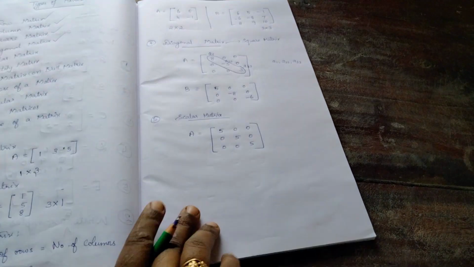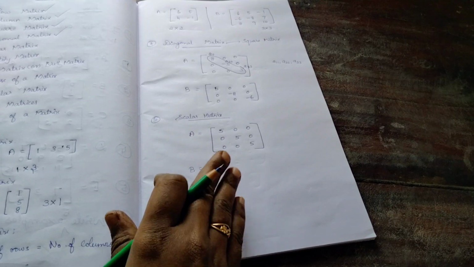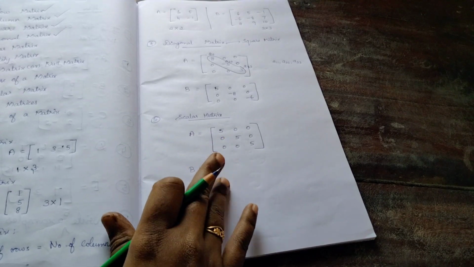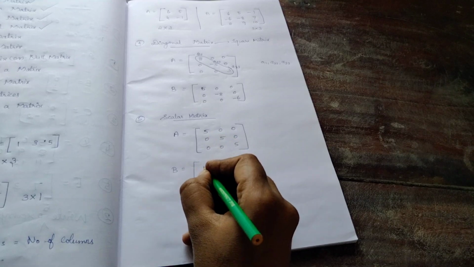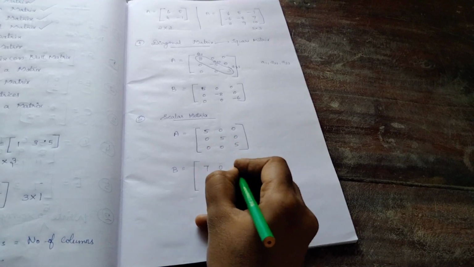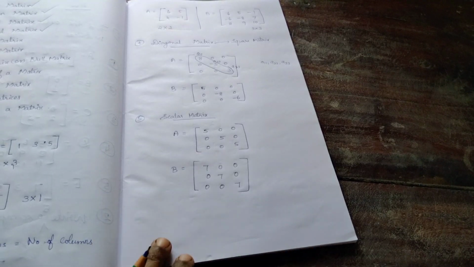One more example shall we write? So B is equal to, it should be a square matrix, it should be a diagonal matrix, and the entries should be the same. Okay. So 7, 0, 0, 0, 7, 0, 0, 0, 7. So this is also a scalar matrix.